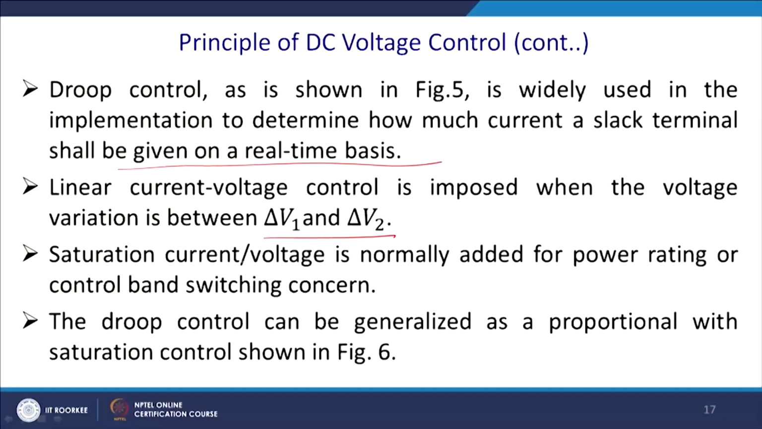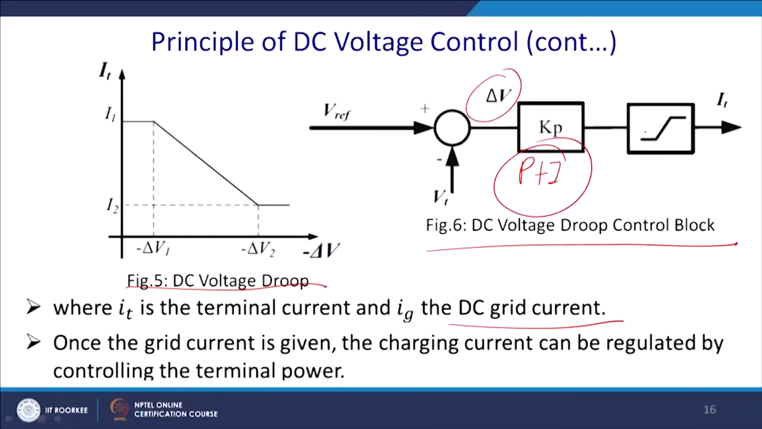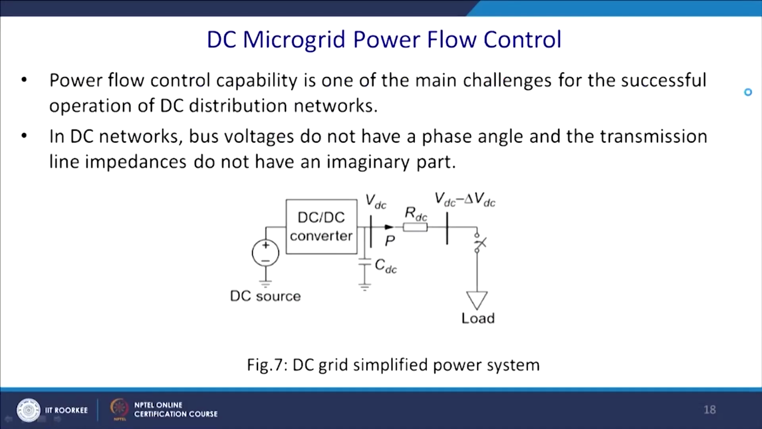Saturation current or voltage is normally added for power rating or control band switching concerns. The droop control can also be generalized as proportional with saturation control, as shown in figure 6. So, you can go back to figure 6 and see this is basically the droop control and this is the saturation block.